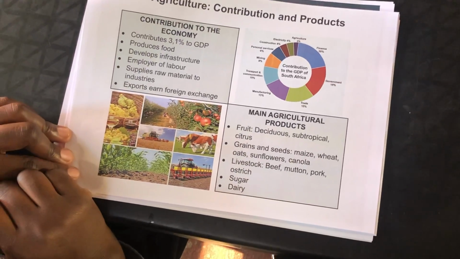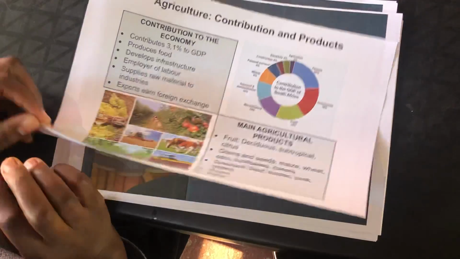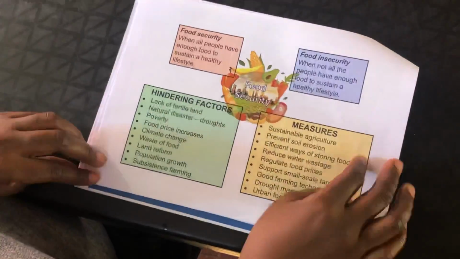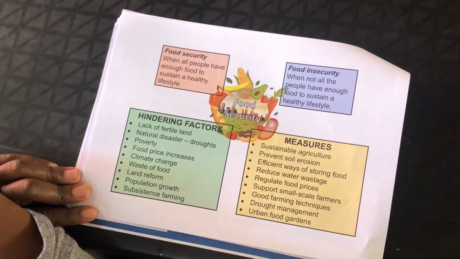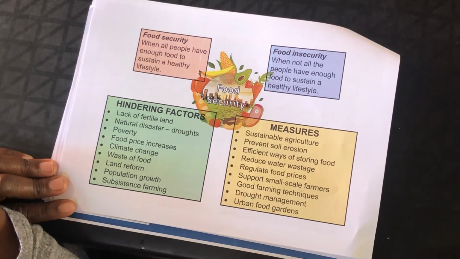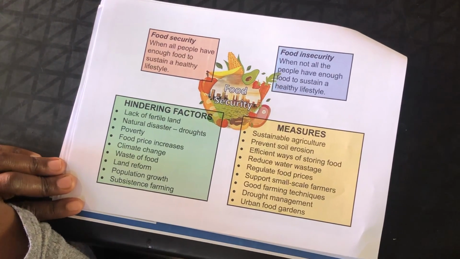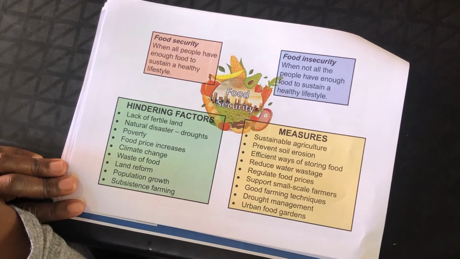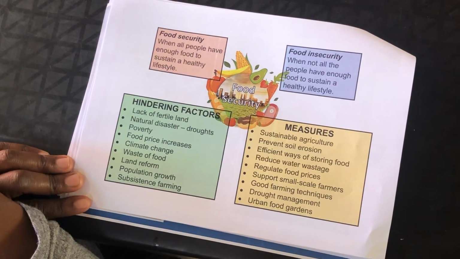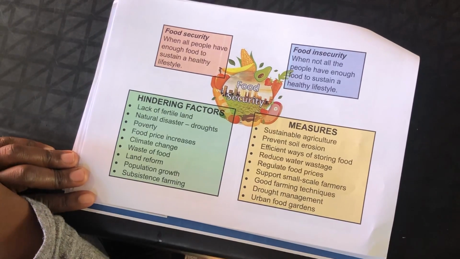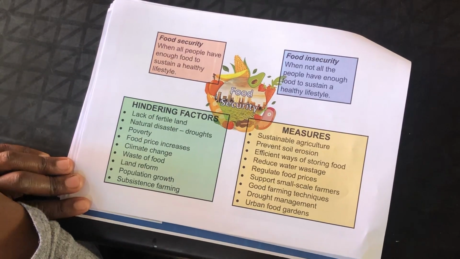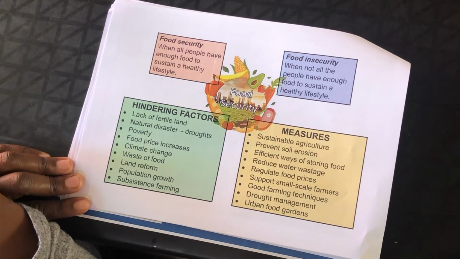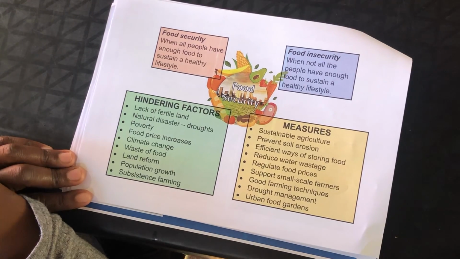So in South Africa, agriculture is very, very important in the country. It really does help us. Now, whenever we look at agriculture, we must look at the concepts. What is food security? It is when people have enough food to sustain a healthy lifestyle. That's food security. And when we face food insecurity, it means that we are not having enough food to sustain our populations. Now, what are the hindering factors that might cause us to have food insecurity?